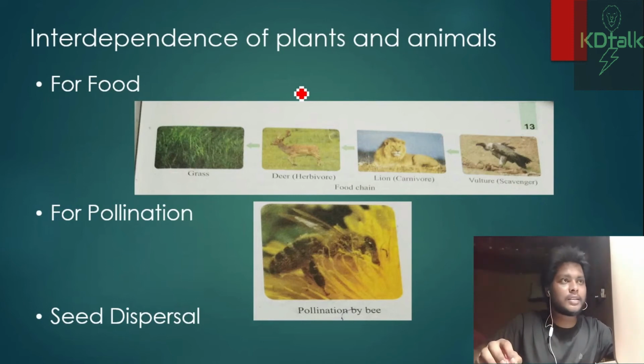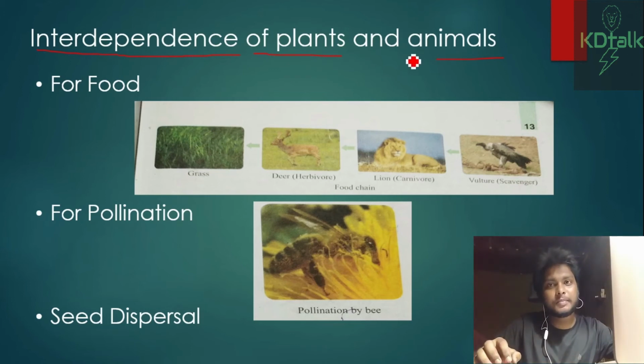This would be our last slide. This is the interdependence of plant and animal. It means both plants and animals are interdependent with each other. No one can live separately. Plants cannot live without animals, and animals cannot survive without plants.